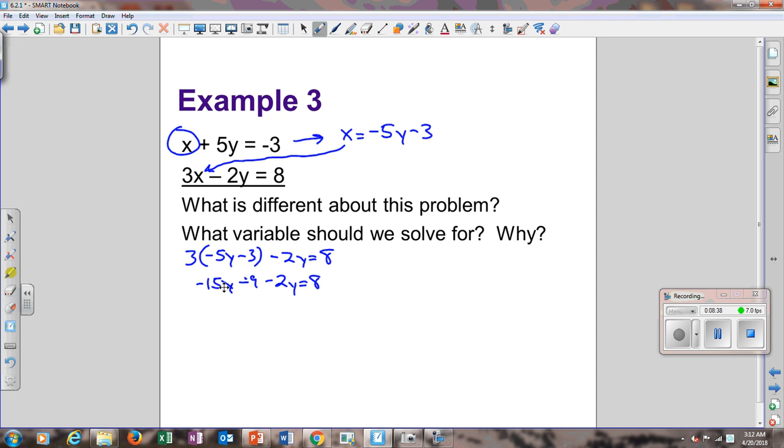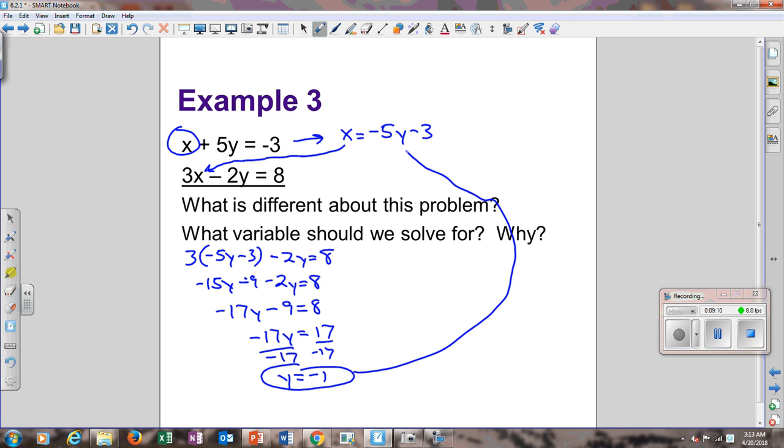Combine your like terms. Negative 15y minus 2y gives you negative 17y minus 9 equals 8. Add the 9 to both sides. You get negative 17y equals 17. Divide by negative 17. You get y equals negative 1. Now you take that negative 1, and you plug it back in to this equation.